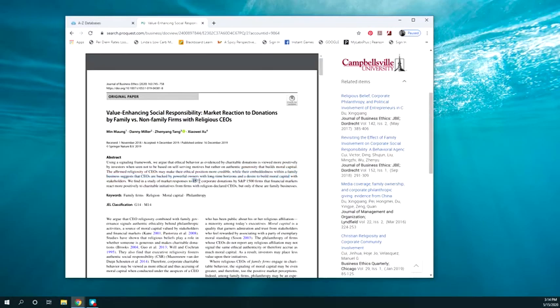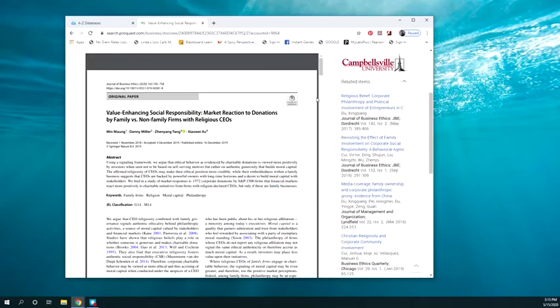So they studied 1,572 corporate donations by 1,500 S&P firms, Standard & Poor's firms. And they found that financial markets react more positively to those situations. Religious CEOs in family-based firms, their actions were perceived more positively by the financial markets than other types of donations out there. And it had to be a family business for that kind of thing.